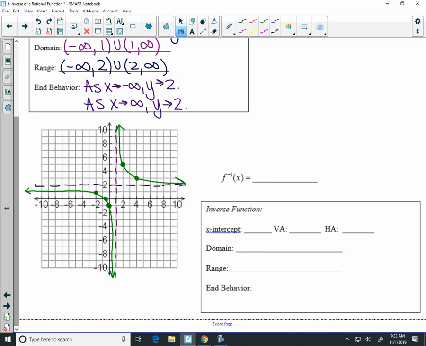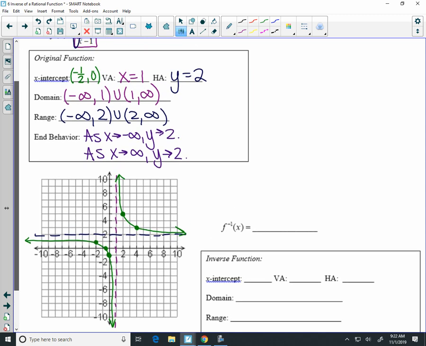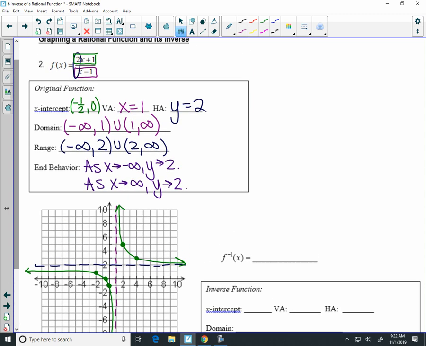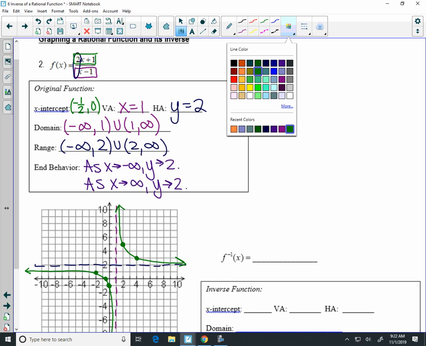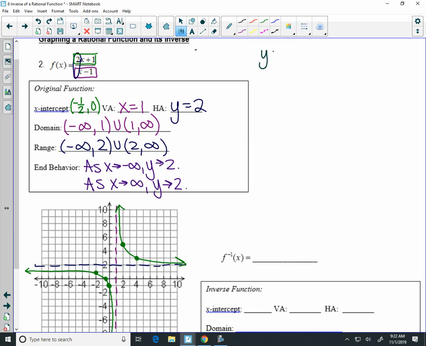And now we're going to find the inverse. So I'm going to recopy this guy, set equal to y. And y equals 2x plus 1 over x minus 1. I'm going to switch x and y, and solve for y. So our first step here, after we have our x's and y's switched, is always going to be to clear that denominator.